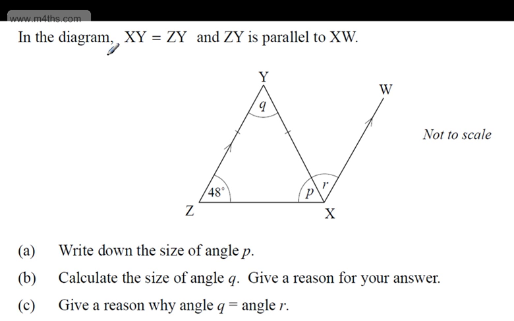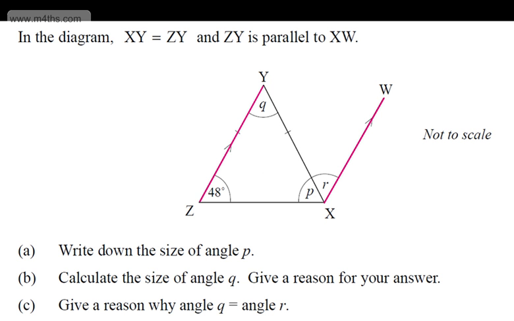Okay, let's see what else we've got. So this question says, in the diagram, xy is equal to zy, and zy is parallel to xw. In part A, we're asked to write down the size of angle P. So if we just look, what we've got then are our two parallel lines. So that's our parallel line, and that's our parallel line. So essentially we have this as a transversal.